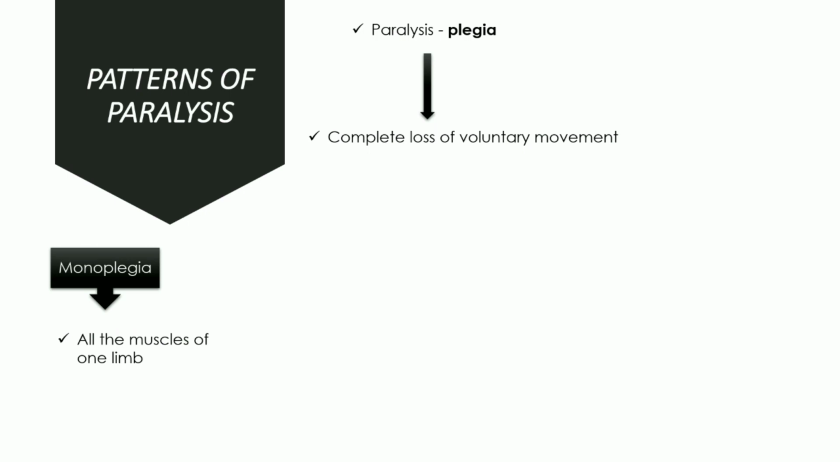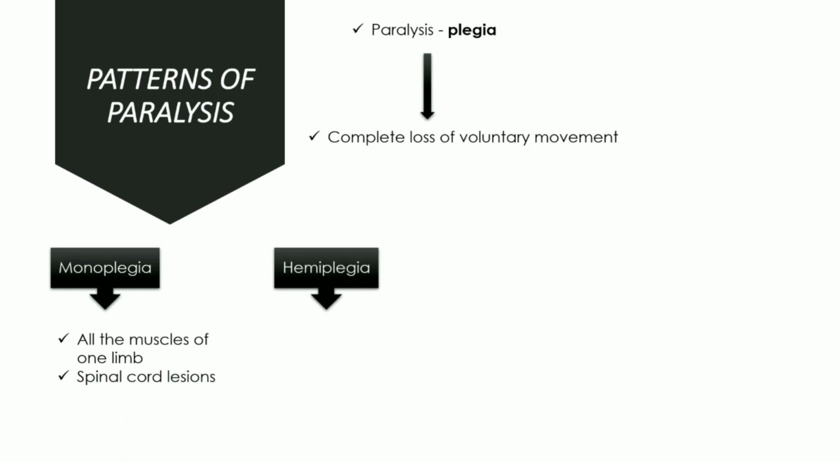If one or two muscles of one hand are affected, we do not call it monoplegia. One hand is completely paralyzed. One limb is completely paralyzed. If all the muscles are completely affected, it is what we call monoplegia. Monoplegia can usually be due to damage in the spinal cord.